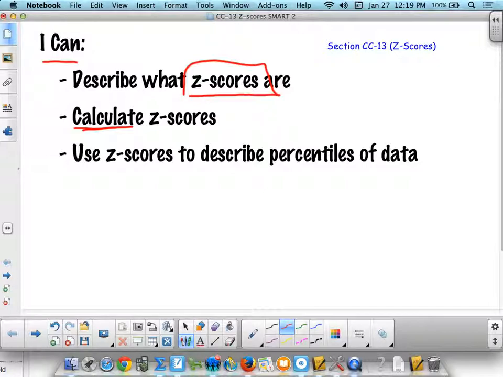You should be able to use z-scores to describe the percentiles of the data. I'll tell you what percentiles are in just a little bit. Maybe you already know. So these three things, when you walk out the door, go back and read these three and go, yep, or if you say no to any of them, well, we have tomorrow to wrap it up.